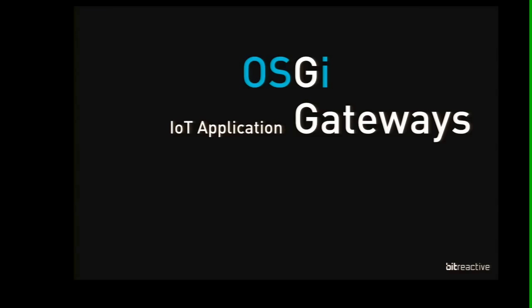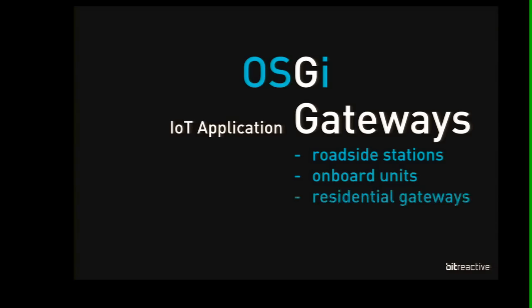Now, what do I mean by that? These are gateways, for instance, roadside stations that could monitor traffic that is driving through, but also onboard units, for example, on a truck, monitoring the load or temperature of things that you have loaded or where it is. And then there's, of course, all those residential gateways that already run OSGi, perfect examples. And there's lots of stuff more.